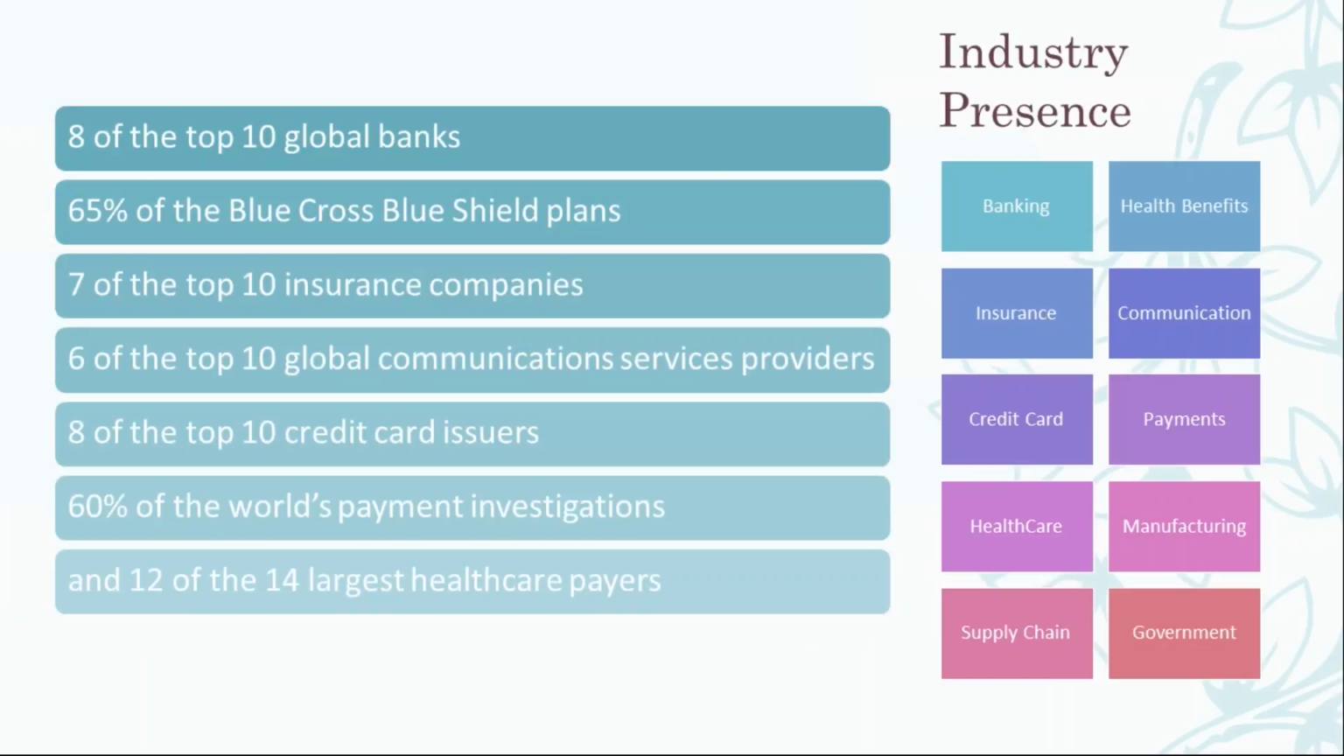If you see, they are present in every segment: banking, insurance, communication, credit cards, payment, healthcare, manufacturing, supply chain, government. Almost all the verticals present globally are covered, and all the Fortune 500 companies are using Pega for their BPM or CRM.